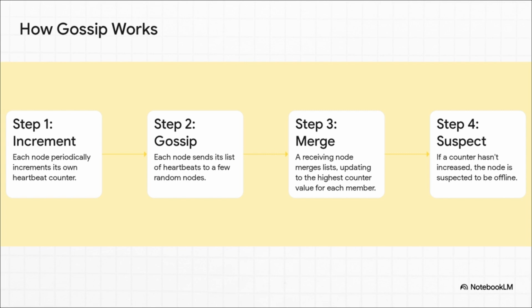That's it. Step 3, now, when a server gets one of these lists, it merges it with its own. But here's the clever part. It always keeps the highest, most recent heartbeat count for every single server. And that brings us to the final step, number 4. If a server looks at its list and notices that another server's counter just hasn't updated in a while, it starts to suspect that server has failed.